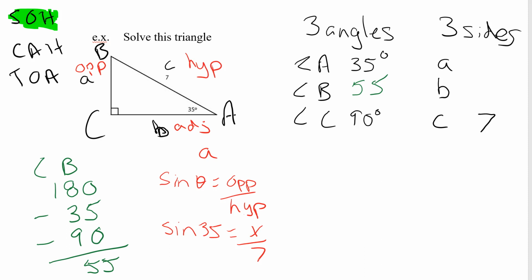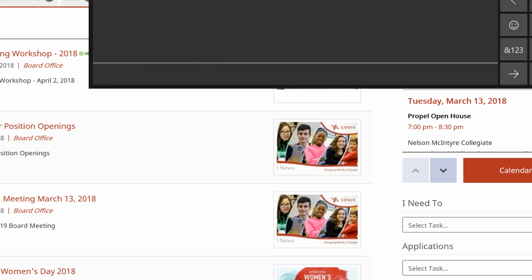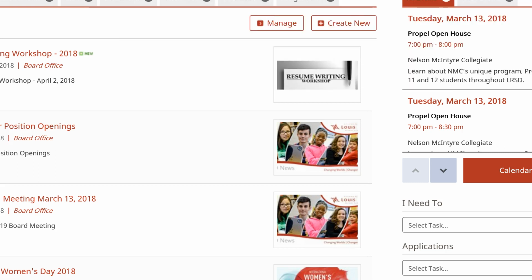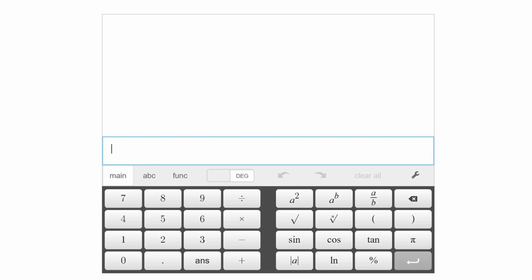So now I think, okay, what math could I do? Well, I can do the sine of 35. To do that, I go to my calculator. So I'm going to bring up Desmos. Just like before, I'm going to type Desmos into my search bar. And here it comes up. I'm going to pull up my scientific calculator. And for Desmos, I type in my function first, which is sine, and then my angle, which is 35. And my answer is 0.57 through a bunch of different numbers. In trigonometry, we're going to go to 4 decimal places.